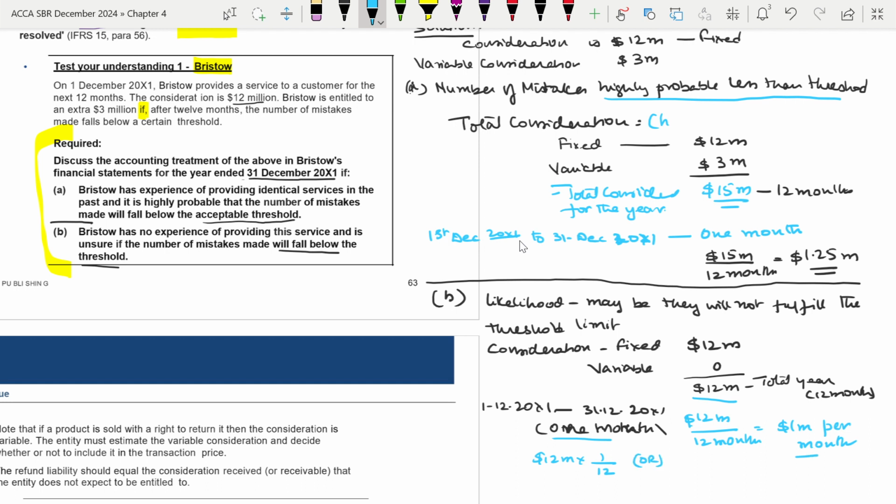How much will you get? You will get 1 million per month. If they don't make mistakes, 1.25 million. If they make mistakes more than the threshold, they will get a lesser amount of consideration. Is it okay?